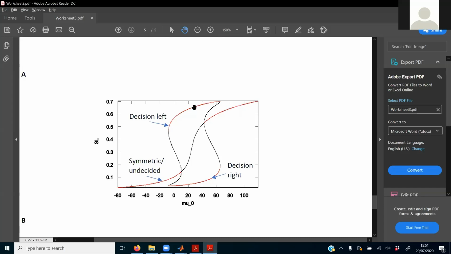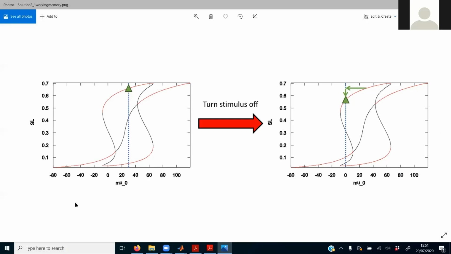So the next question was, do we think the participant will have working memory of their decision? You might think, well, how am I supposed to guess this from the bifurcation diagram? But what I'll do is bring up a figure that I plotted to try and explain this a little bit more clearly. All of these figures, by the way, can be found in the solutions folder. So here I've got an example where the stimulus is 30, and we've made a decision left. So we're on this branch up here, where this green triangle is.